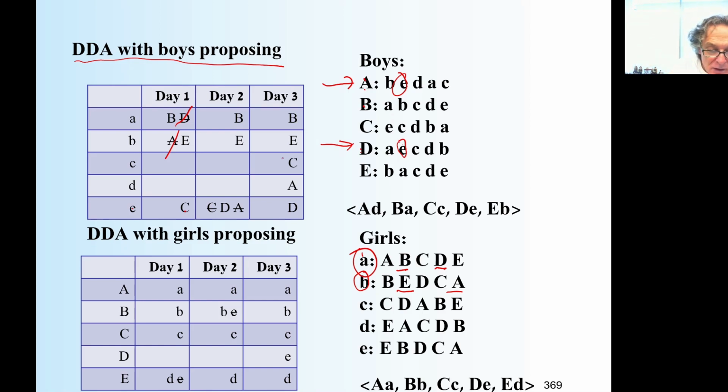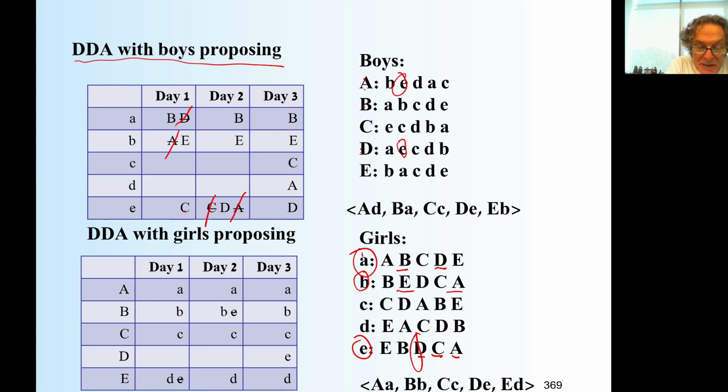They go to E. So in day number 2, E gets 3: C from before, D and A. Girls A and B, still nobody new came to them, so B and E are still there. So now the question is, where do C and A go? E has to make a choice between C, D and A. She prefers D, so she kicks out C and A.